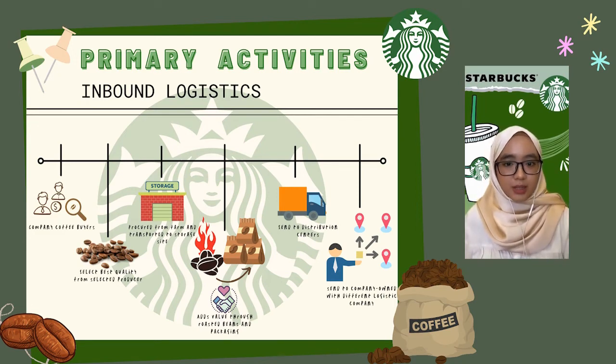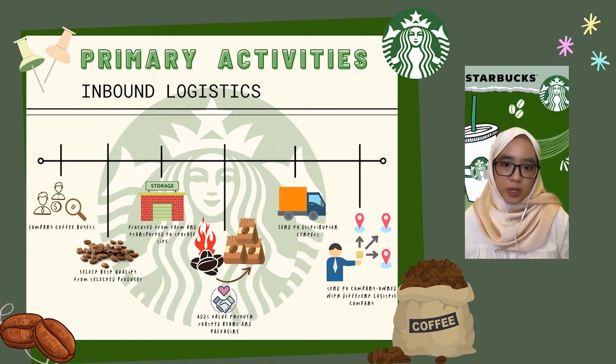The beans are then sent to the distribution centers, and from there, some are even sent to company-owned stores, while others are operated by other logistics companies. What makes Starbucks different from their competitors is that they do not outsource their procurement. They did this because they wanted to ensure that only the best and highest quality standards are set from selecting the coffee beans until they are packaged and sold to the customers. I guess that's why their coffee is always the best.